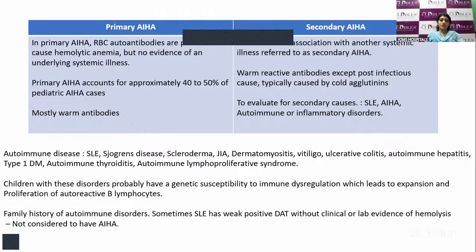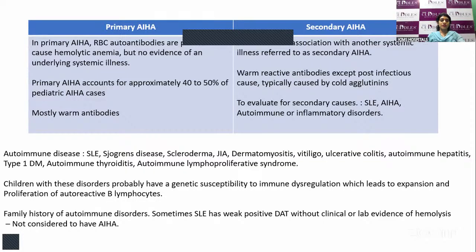In secondary AIHA, there are warm reactive antibodies, except post-infectious, which are typically called cold agglutinins. For secondary causes, what you have to evaluate are SLE and other autoimmune or inflammatory disorders. Primary AIHA is mostly warm antibodies. Autoimmune diseases include SLE, Sjogren's syndrome, scleroderma, JIA, dermatomyositis, vitiligo, ulcerative colitis, autoimmune hepatitis, and type 1 diabetes. All of these conditions are autoimmune.